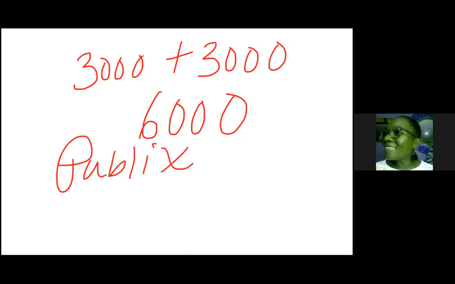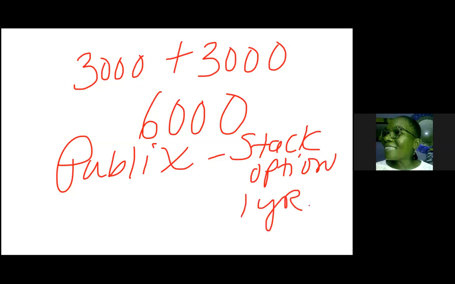Because the employees own this. So they have stock options. After an employee has been working for Publix for 1 year, they get stock options in the company. And furthermore, guys, you can add more to it. You can buy more stocks.